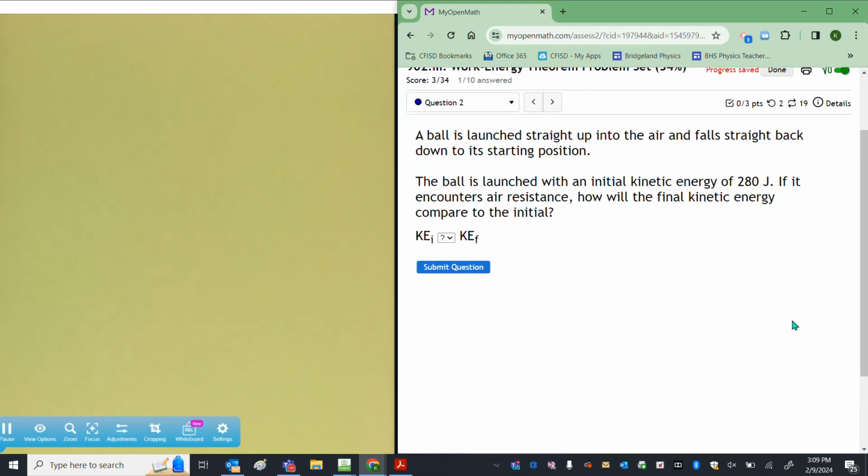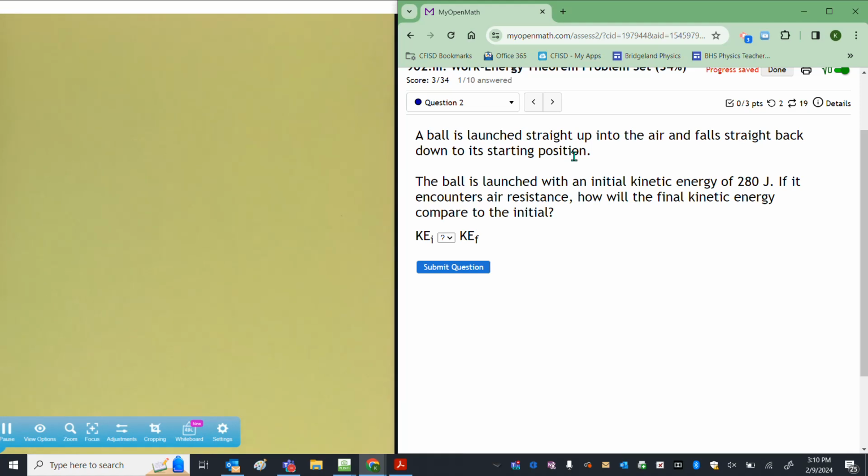The next question, question number 2, says a ball is launched straight up into the air and falls straight back down to its starting position. The ball is launched with an initial kinetic energy of 280 joules. If it encounters air resistance, how will the final kinetic energy compare to the initial kinetic energy? It's talking about the initial being launching it straight up and the final being when it falls back down. If we're at the same height, we would theoretically have the same amount of kinetic energy unless there's an external force doing work on our system.